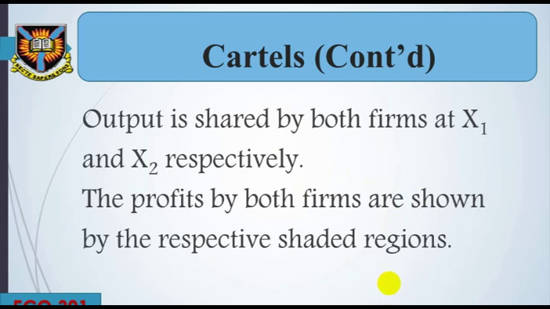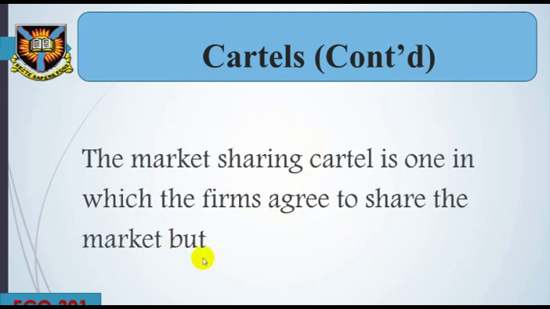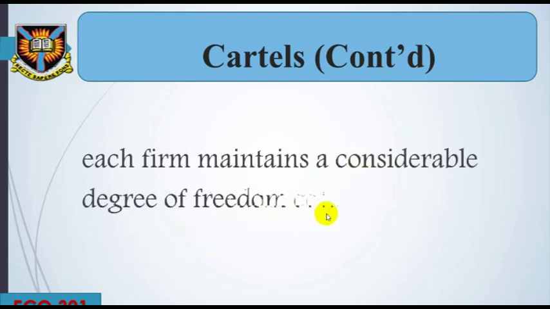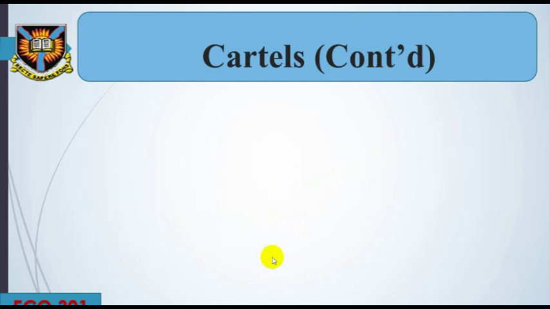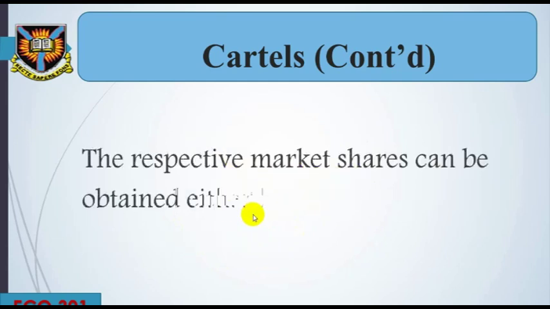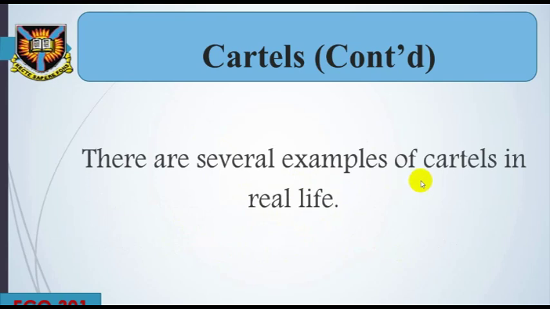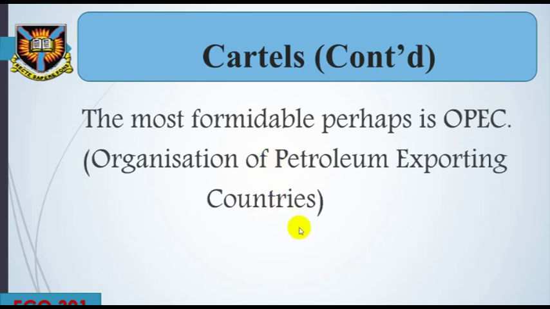The market sharing cartel is one in which the firms agree to share the market, but each firm maintains a considerable degree of freedom concerning output, prices, and profits. The respective market shares can be obtained either by imposing quotas or adopting non-price competition. There are several examples of cartels in real life. The most formidable perhaps is OPEC, the Organization of Petroleum Exporting Countries.